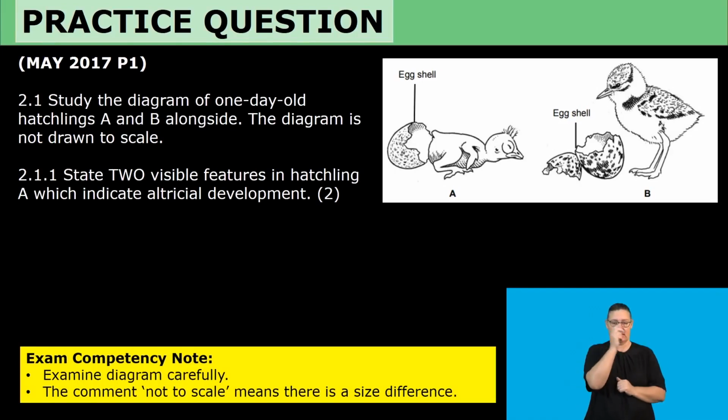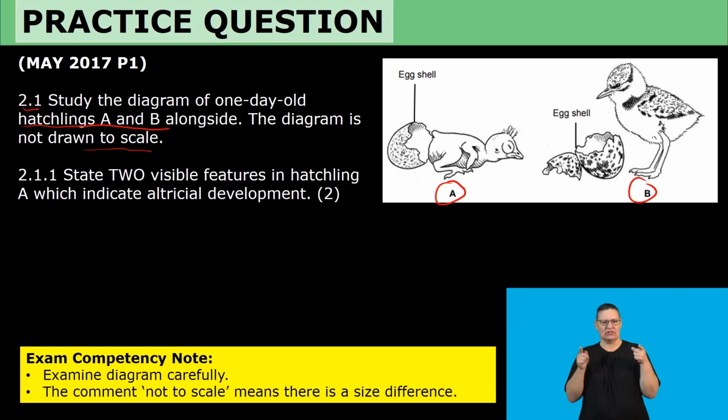Let us see the first question. Question 2.1 is the stem. Study the diagram of one-day-old hatchlings, A and B alongside. The diagram is not drawn to scale. So actually, these are not the actual sizes of the hatchlings. But very crucial check, you've got your A and you've got your B. So you need to know what is happening at your A and what's happening at B.